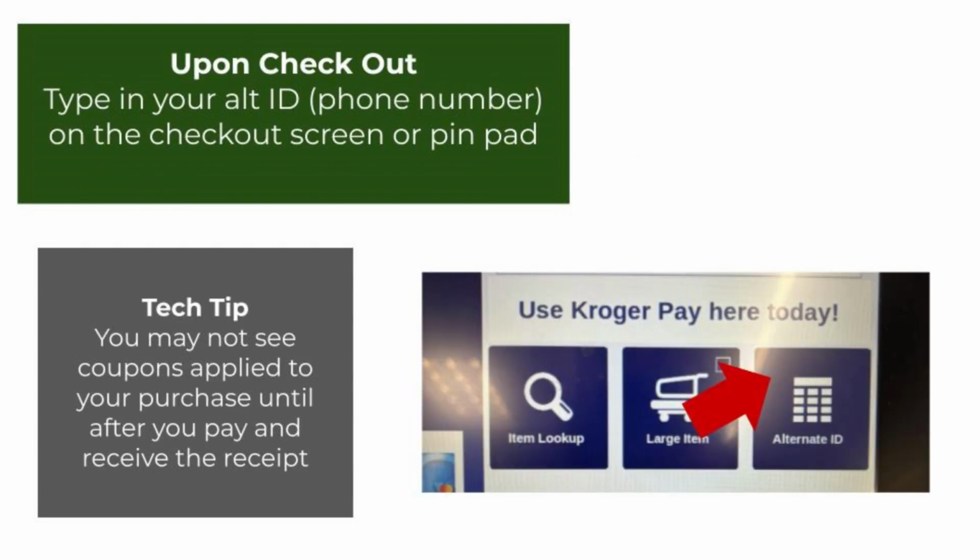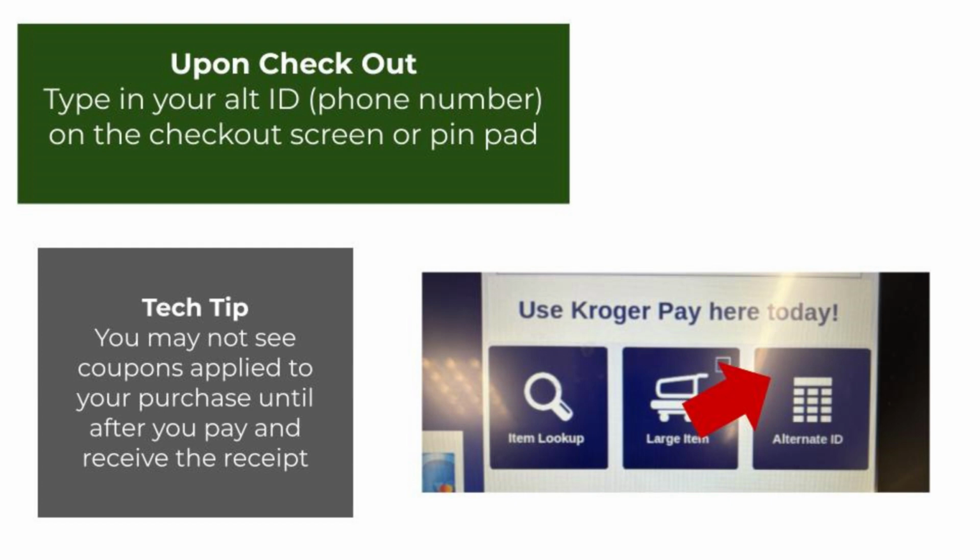Upon checkout, type in your Alt ID that is linked to your Kroger online account on the checkout screen or PIN pad prior to paying. It doesn't matter when you do this, whether it is before groceries are scanned or after they are scanned. As long as you type in your Alt ID phone number, your coupons will be applied. Your phone number is what links you to your Kroger app coupons.